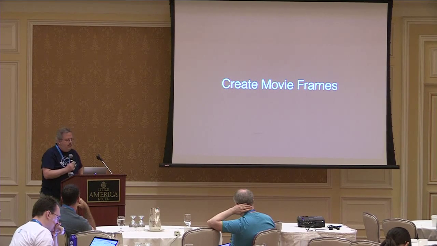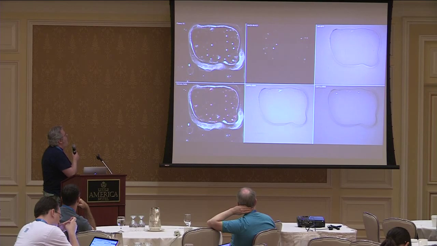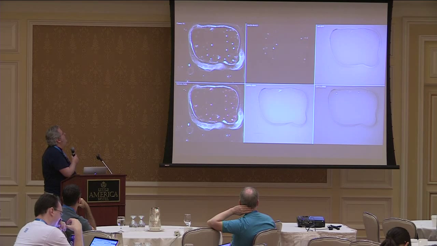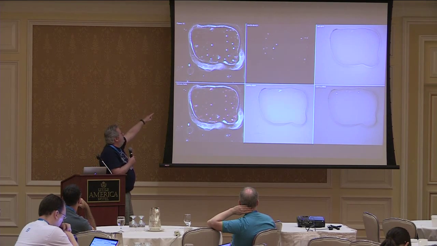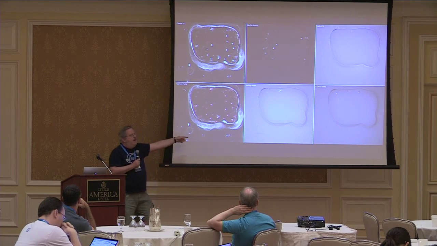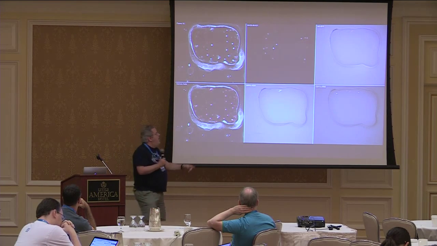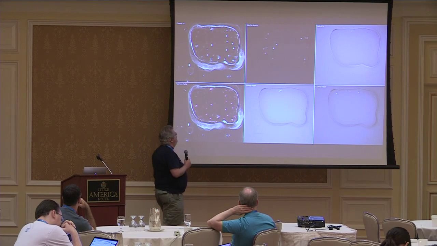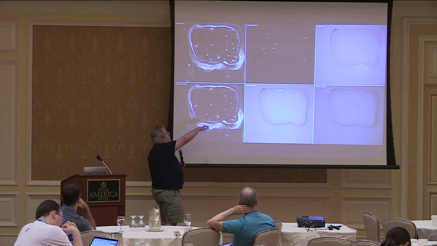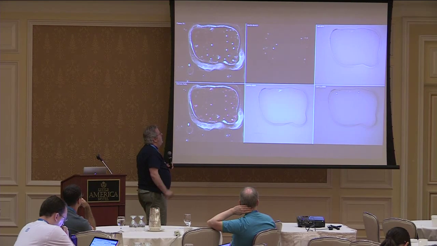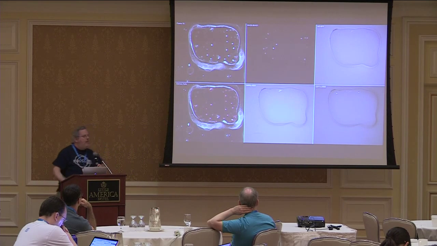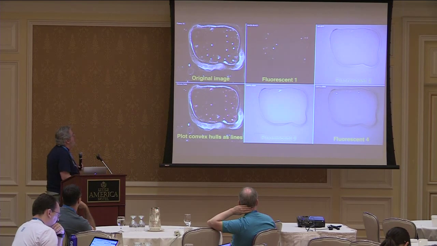Okay, now we want to make the movie frames. What I wanted to end up with is something that looked like this, with 6 frames in it. The one on the upper left is the original frame. This is the one after I've found the convex hulls of all the cells, gone through all those steps I just described, with these little red circles around them. And these are the 4 fluorescent images. I really just wanted to see what our data looked like. That was what I was going through here.